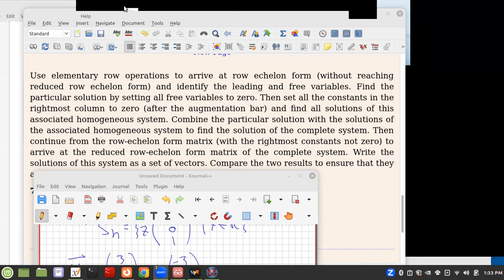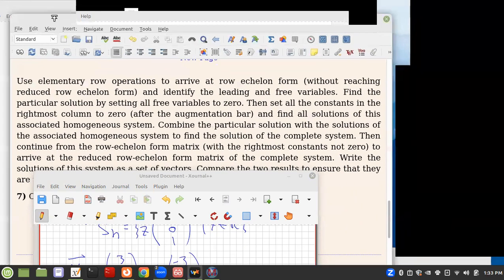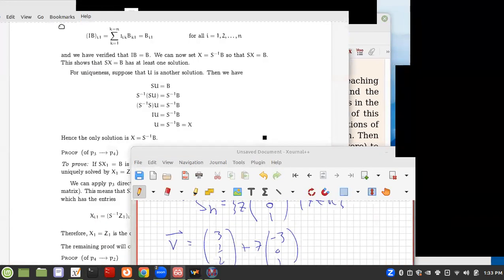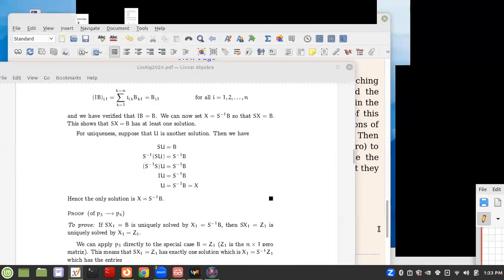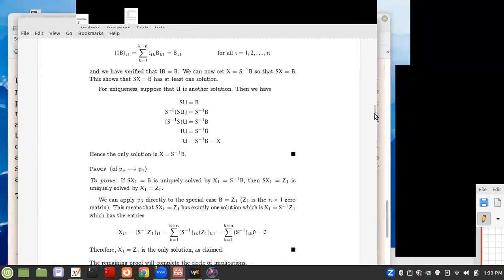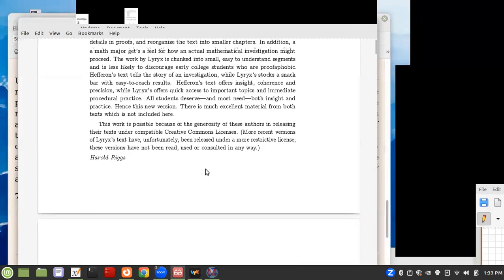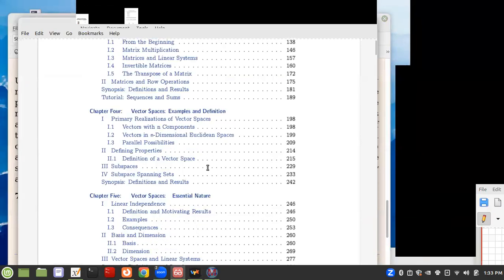Oh yeah, there will also be something next week. What will also appear on Sunday night will be the RigX problems for chapter 4 on vector spaces. But we'll start that material on Wednesday.